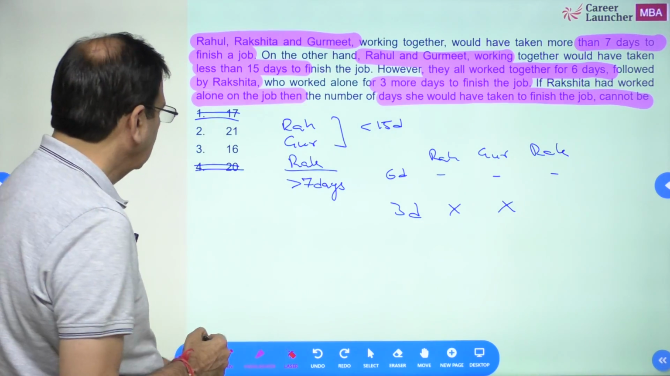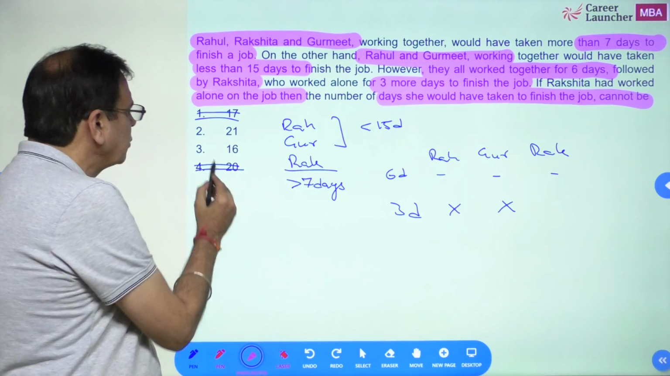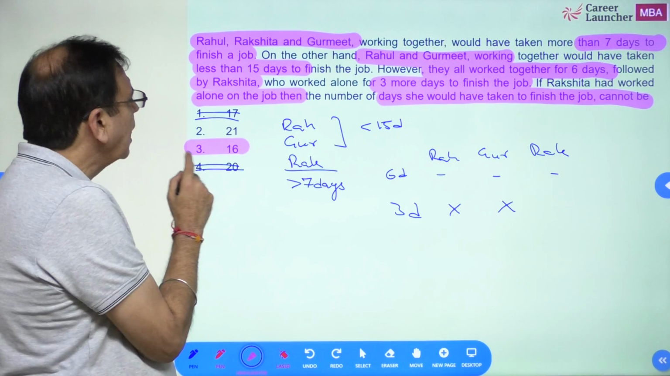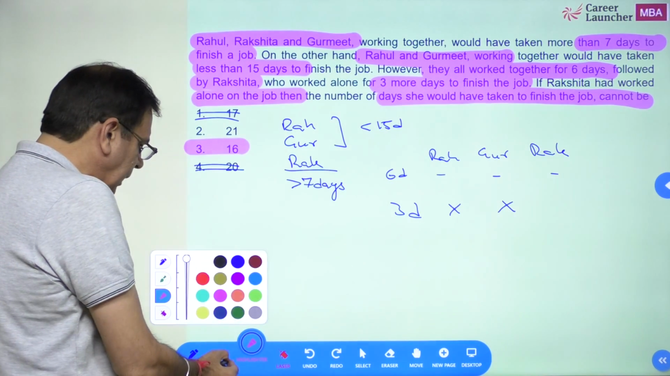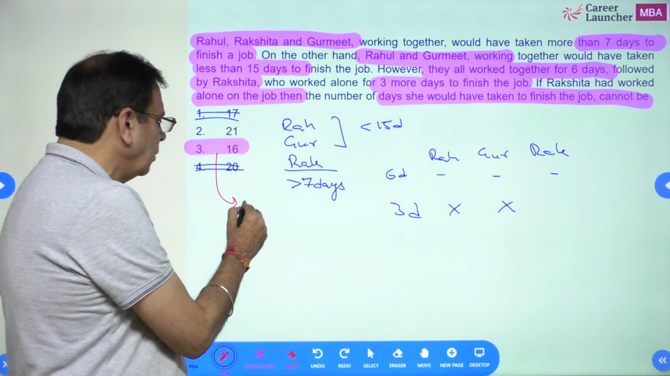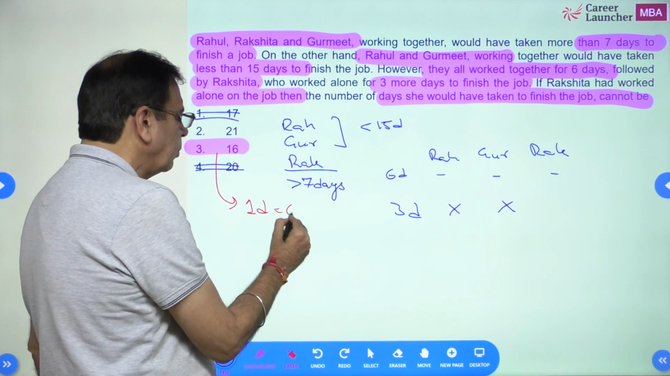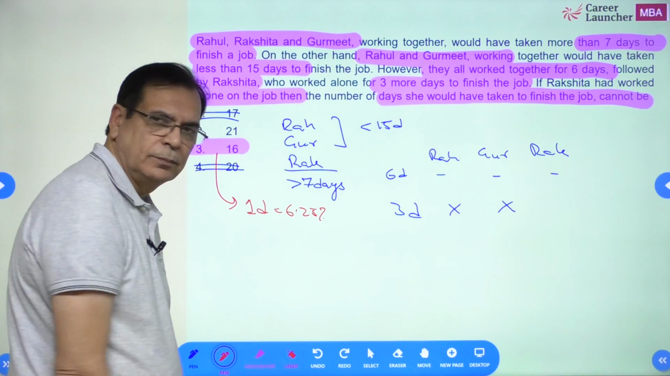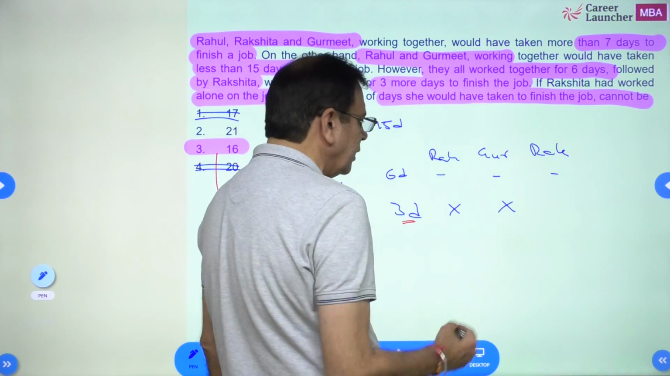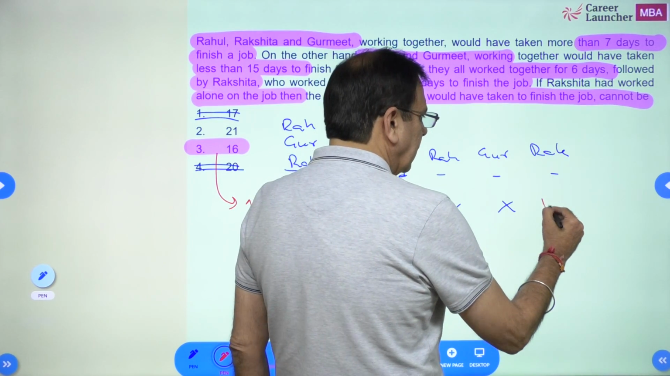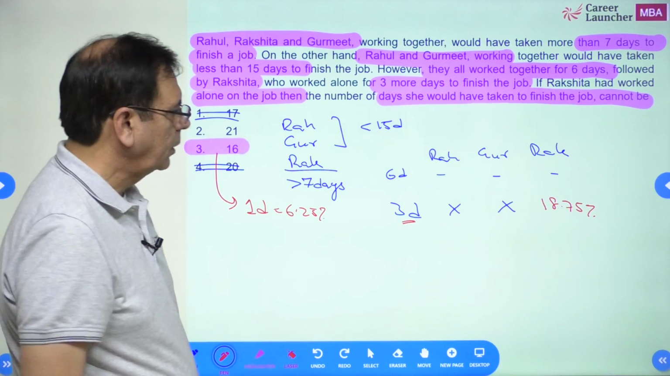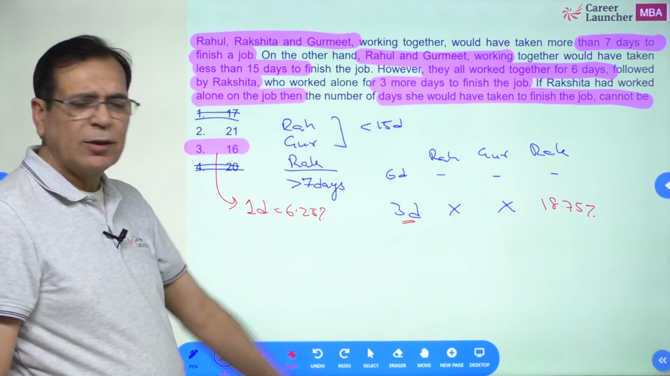Okay, चलो देखते हैं. Now as I said, I want to first check this answer choice 16. If Rakshita can alone finish the job in 16 days, in 1 day, she will do 6.25% of the work. If she'll do 6.25% of the work in 1 day, how much will she do in 3 days? She'll do 18.75% of the work. Okay, 1 day 6.25, 3 days 18.75.